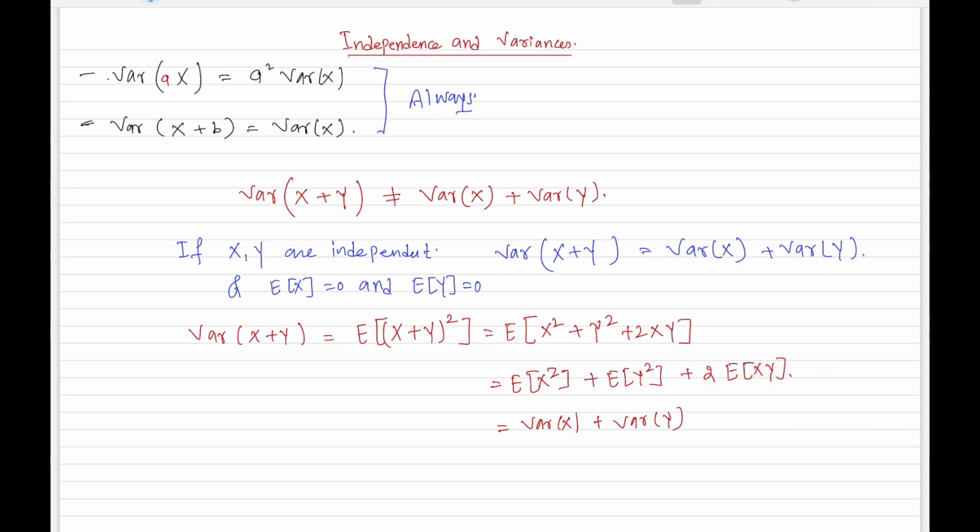So this is what we can say: when we have random variables x and y that are independent and their mean is 0, then if we want to find the variance of the sum of these random variables, that would be equal to the sum of the individual variances.